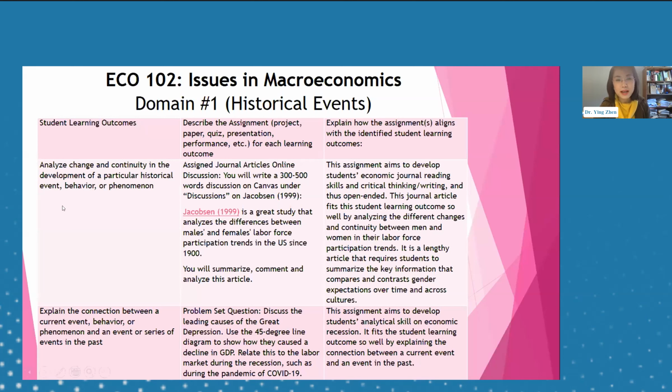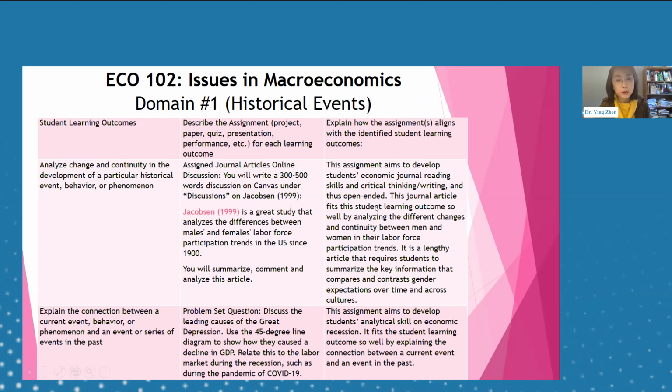Okay, so here you can see the first class, issues in macroeconomics. We have two major student learning outcomes. The first is to analyze change and continuity in the development of a particular historical event, behavior, or phenomenon. So you can see the first learning outcome might be at a lower difficulty level, and then the second is to explain the connection between a current event, behavior, or phenomenon and an event or series of events in the past. So yes, we can tell the relationship between the two major outcomes. Actually, it's not necessary for the second to be at a deeper level than the first one. They could be parallel. So we could pay attention to the following two courses shortly.